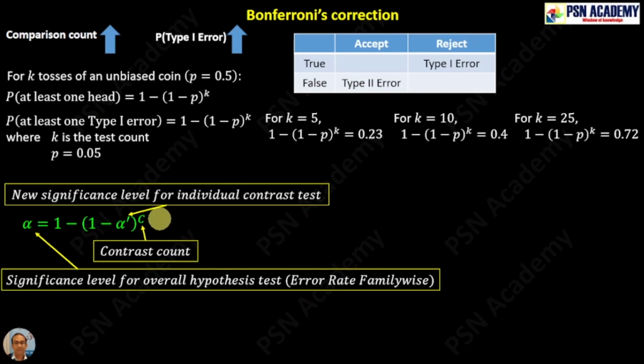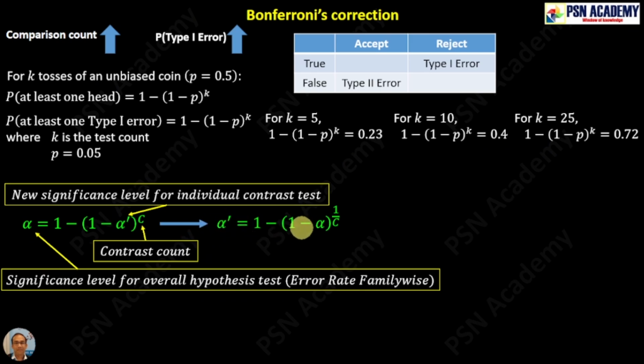Now C is your contrast count. That means how many contrasts, how many follow-up tests, do you have? So we have C equal to 2. For each follow-up hypothesis test, we will use alpha dashed as our significance level, not alpha.